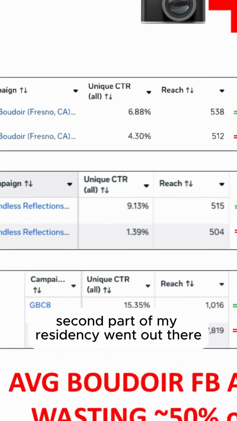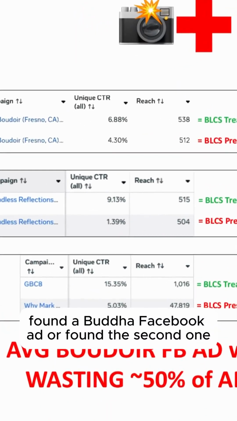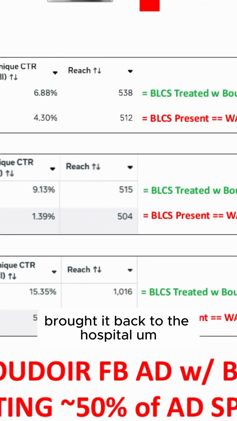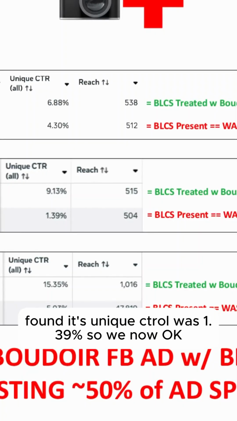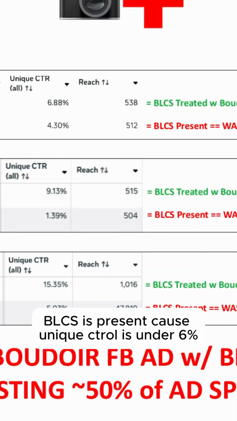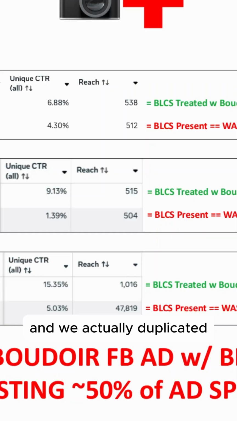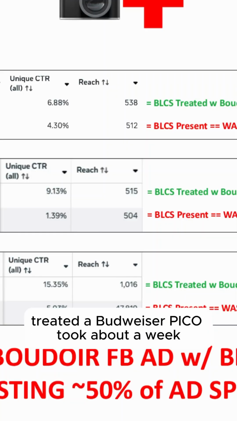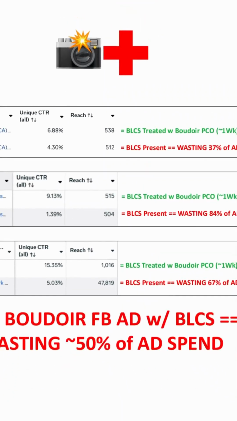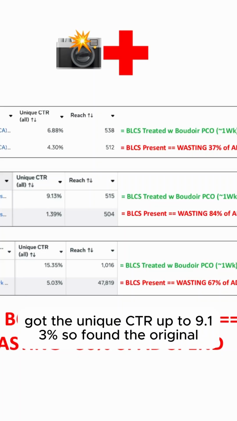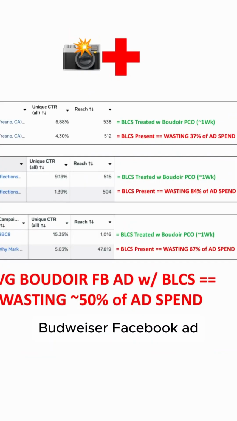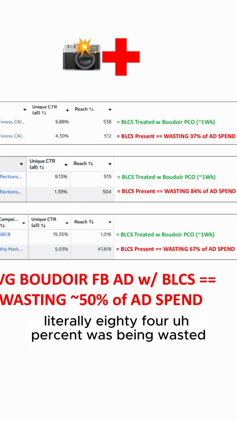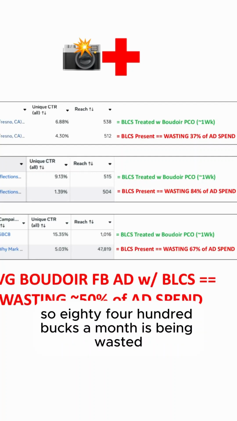Second part of my residency, went out there, found a second Boudoir Facebook ad, brought it back to the hospital, tested it, found its unique CTR was 1.39%. So we know, okay, BLCS is present because unique CTR is under 6%. And we duplicated, treated with Boudoir Pico, took about a week, got the unique CTR up to 9.13%. So if they're spending 10 grand a month on the original Boudoir Facebook ad, it was wasting literally 84 percent. So $8,400 a month is being wasted.